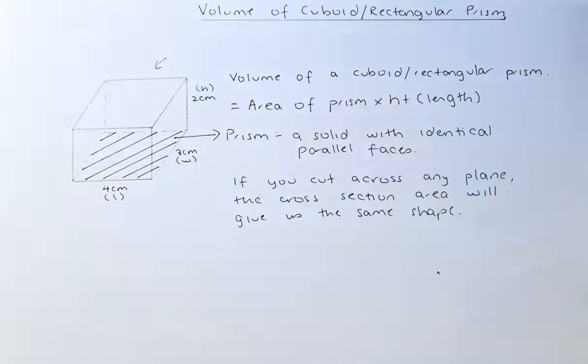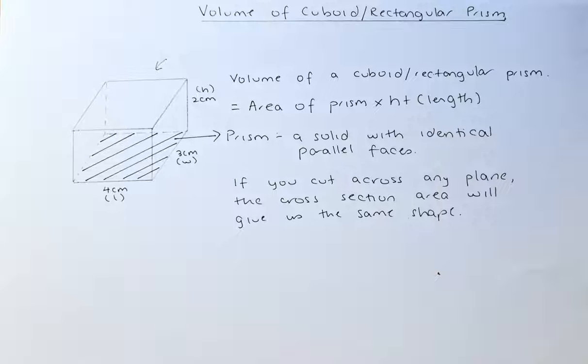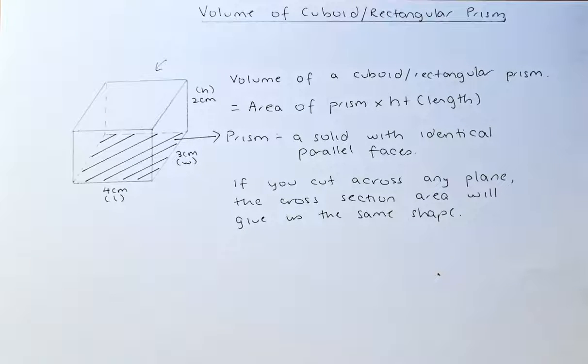Good day! In this video, we are going to learn how to calculate the volume of two common shapes. The first one is a cuboid, also called the rectangular prism, and the second example, which we will be doing later, will be finding the volume of a cylinder.